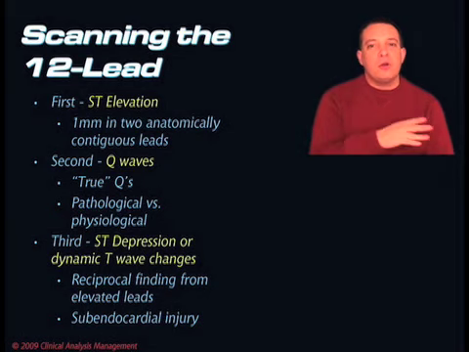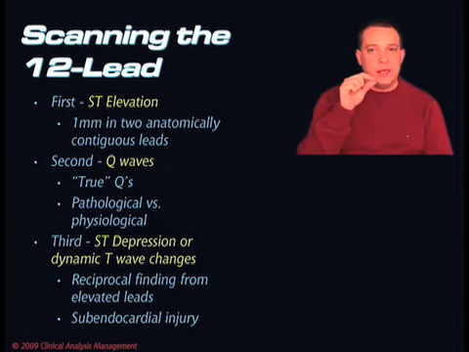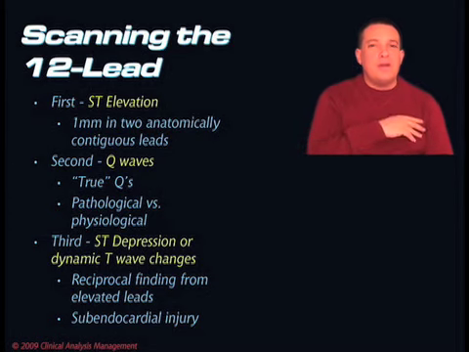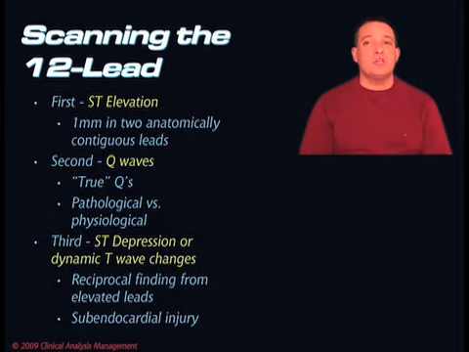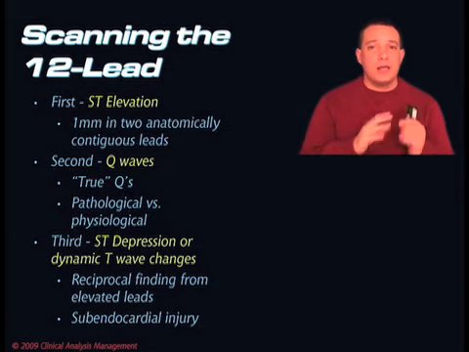Now finally, the third thing that we look for as we go through our EKG is ST depression or dynamic T wave changes. Remember, in order to have ST depression, it has to be depression greater than 1 millimeter, again in 2 contiguous leads. And we don't even need to bother looking for ST depression if we've already seen ST elevation. If we've seen ST elevation in 2 or more contiguous leads, we've got a STEMI, move on, forget about wasting your time looking for ST depression.